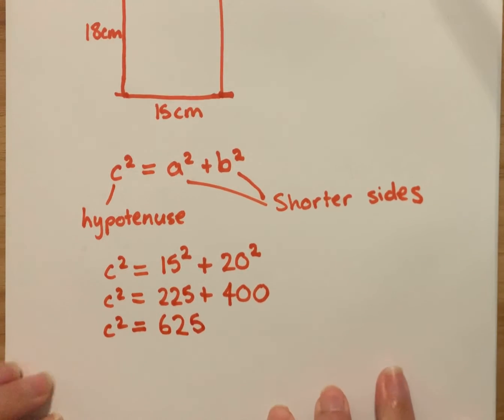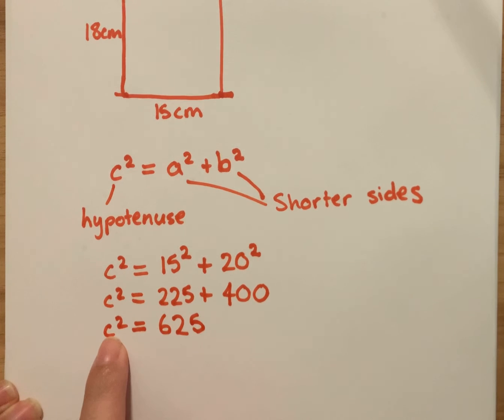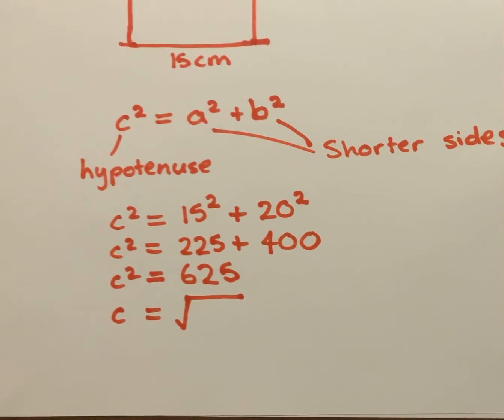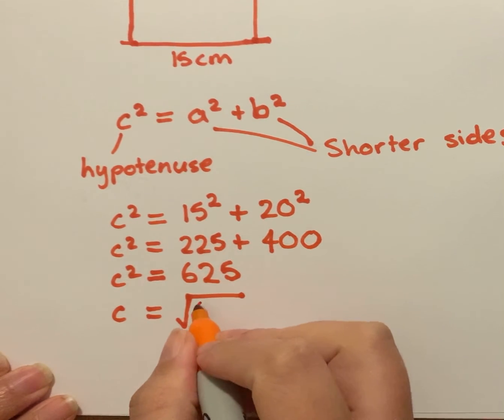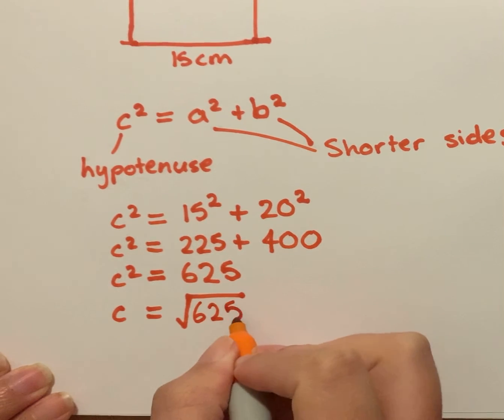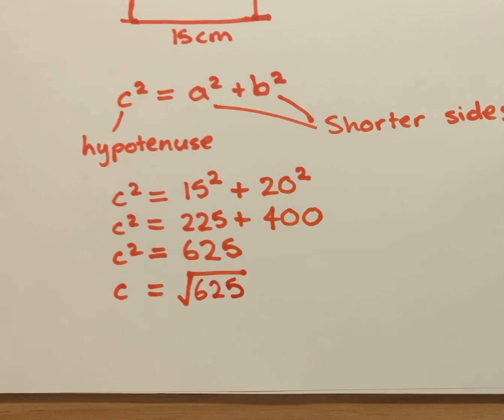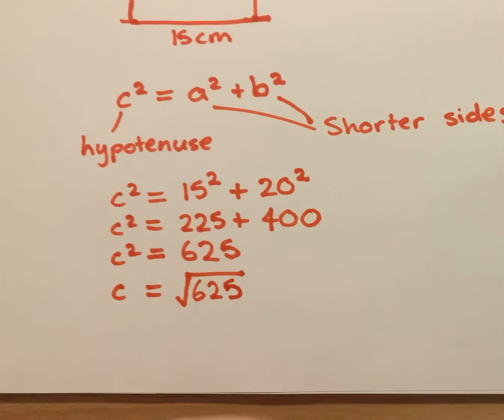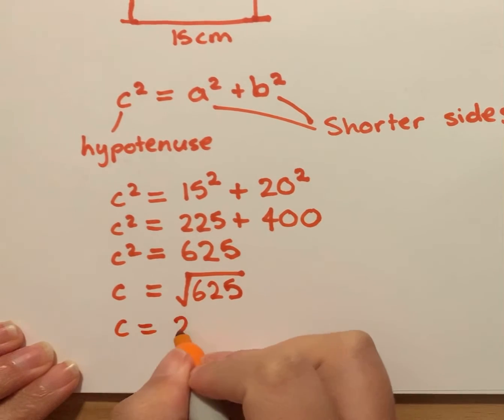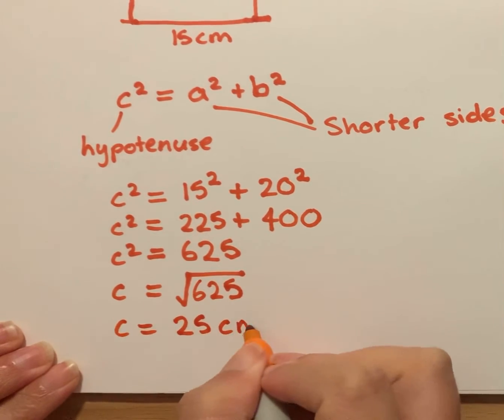And we're nearly there. We've got C squared, but we just want to find C by itself. We don't want this squared term. So we need to find the square root of both sides. So C equals the square root of 625. We took the square root of both sides. And if we do that on the calculator, the square root of 625 is 25. So C must be 25 centimeters long.